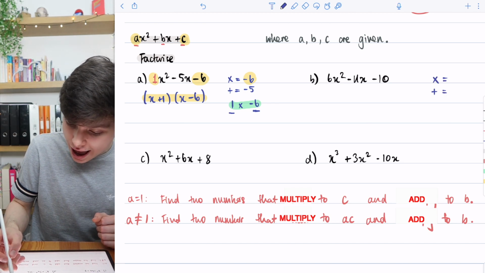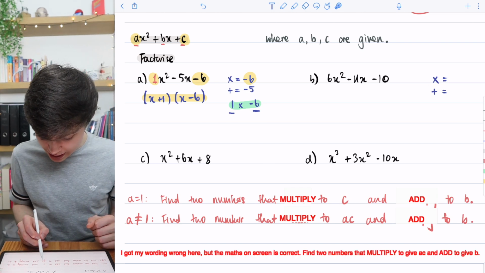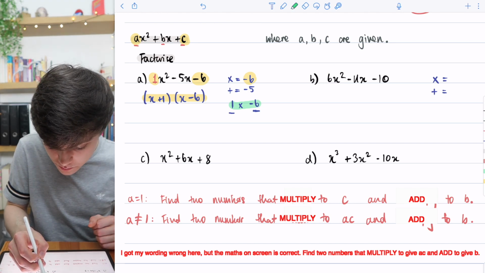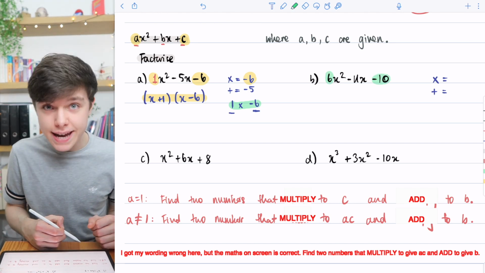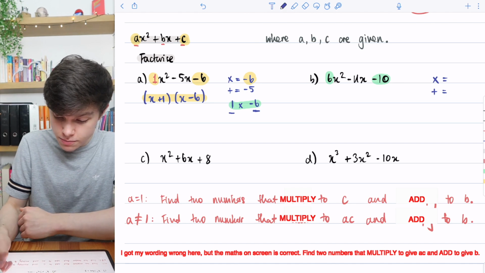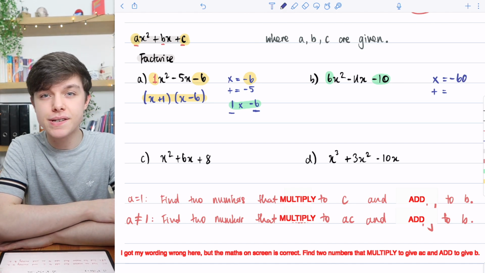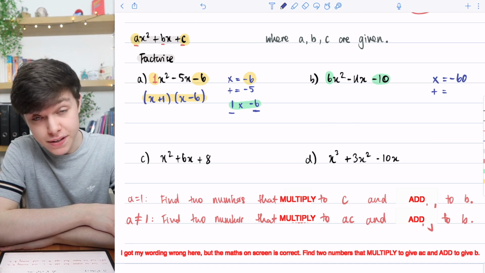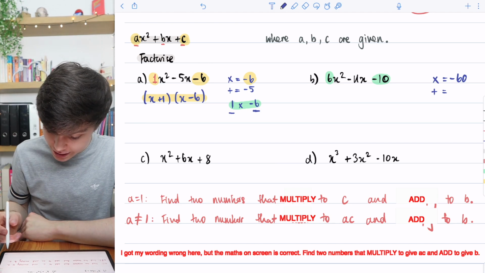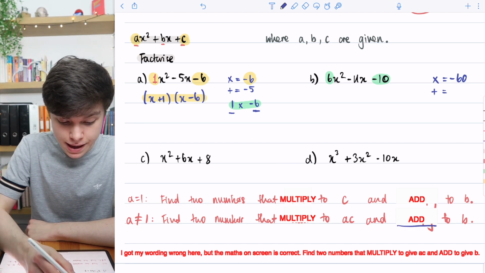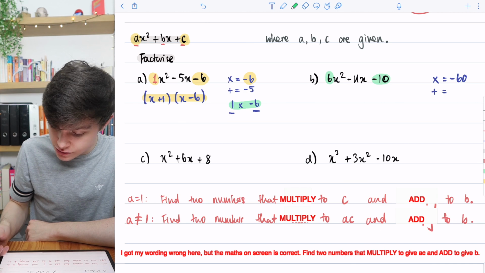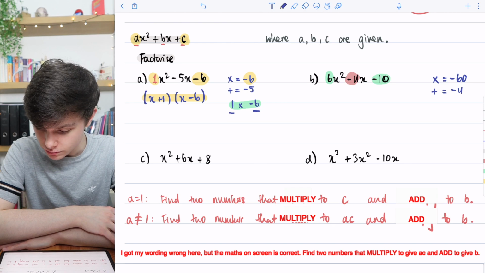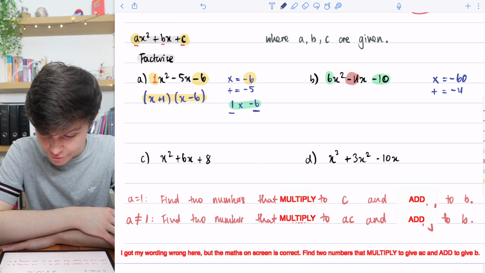So we need two numbers. Add to give me what? Well, they need to add to give me a times c. This is a here, and that is c. We take the sign with it. So we need two numbers that times to give me minus 60. And then we need two numbers, the same, that still times to give me minus 60, but add to give me b. So that is going to be in red, and b is minus 11.